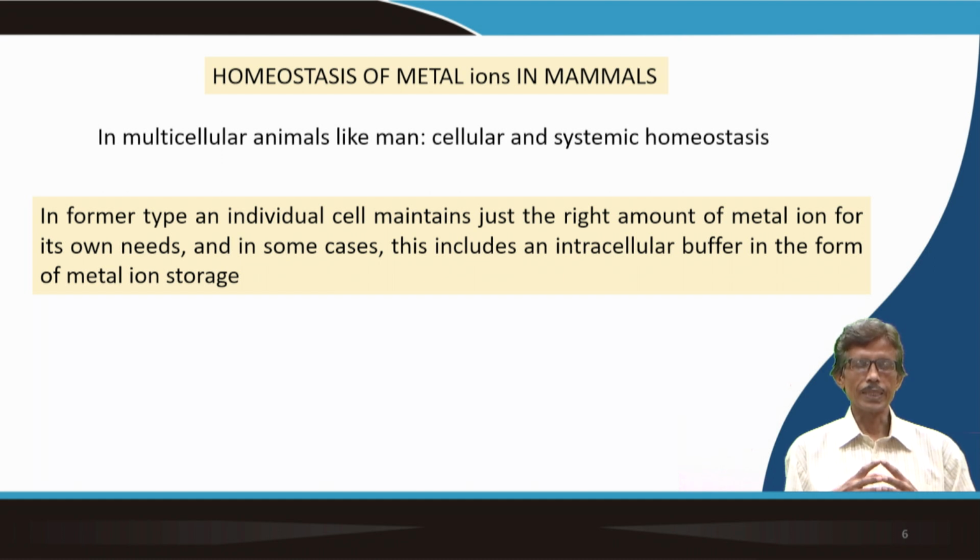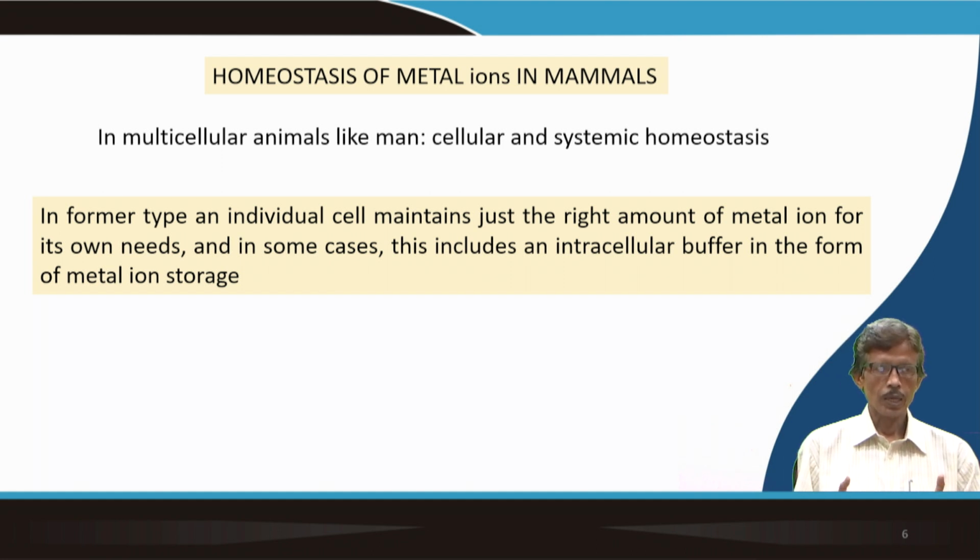So, basically that is followed to maintain the right amount of iron concentration. It will also include the intracellular buffer in the form of metal ion storage, so that if it goes beyond that particular concentration, you can have the metal ion concentration in solution, which functions as a buffer. We know that a buffer is for your pH balance.